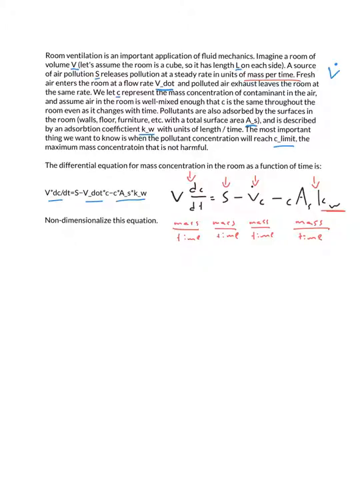If I were to draw a picture of this, it would look sort of like this. You would have air going in at V dot and out at V dot. You would have the source S sort of going into the air in the room, and then you would have C A sub S K sub W coming out. Okay, lovely.